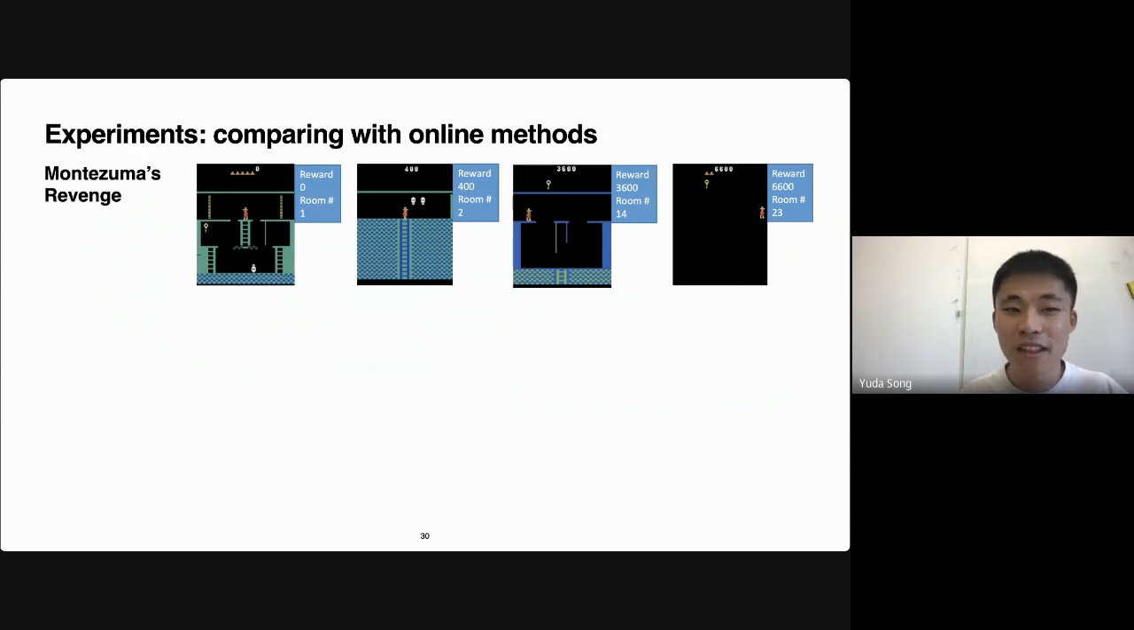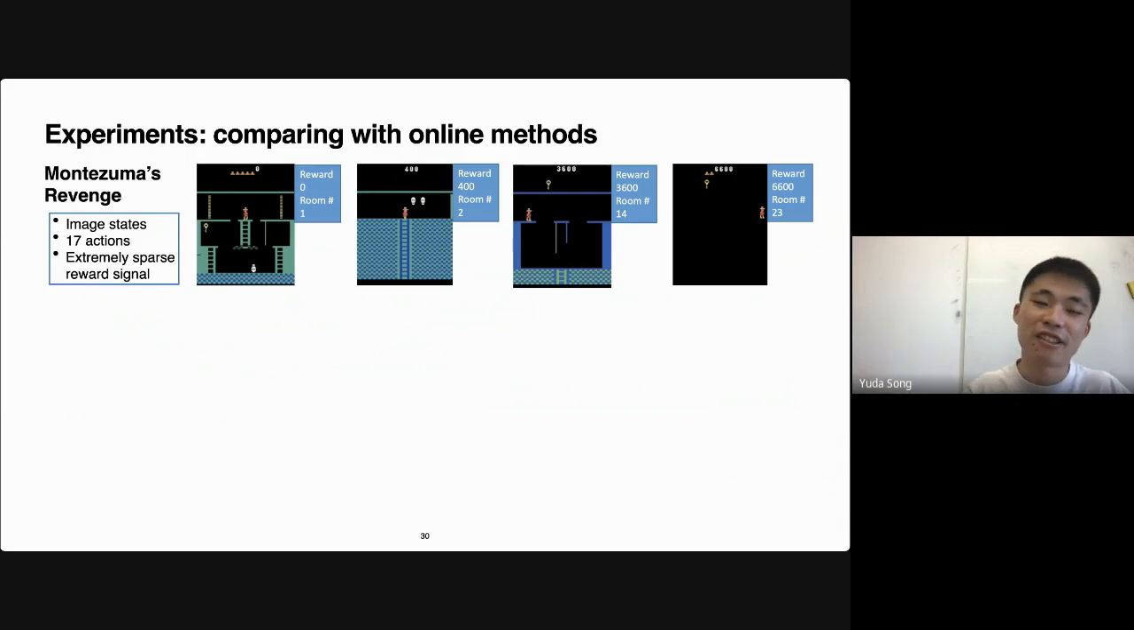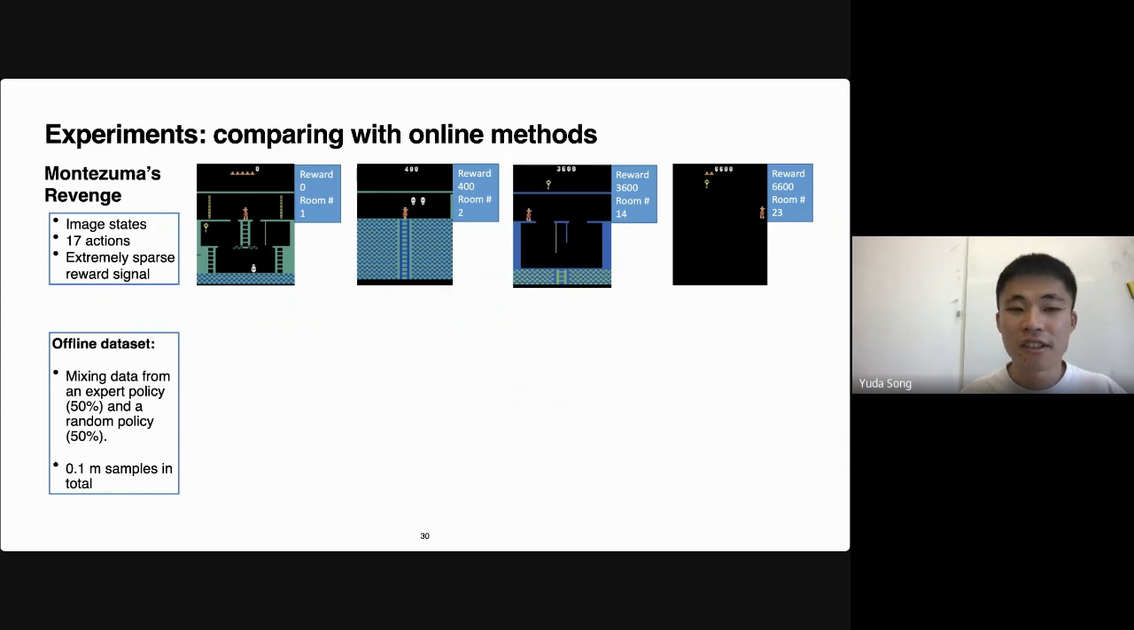The benchmark we run, as I told you before, is Montezuma's Revenge, just one of the experiments we run, where you have image state, many actions, and an extremely sparse reward signal. For the offline dataset, we mix half and half from an expert policy and a random policy, with 0.1 million samples in total.